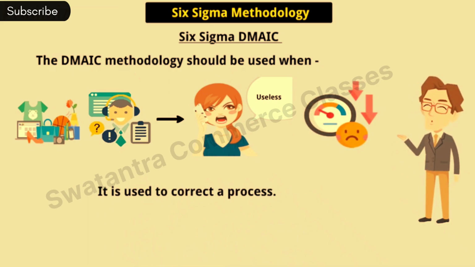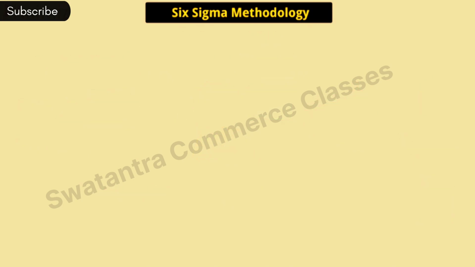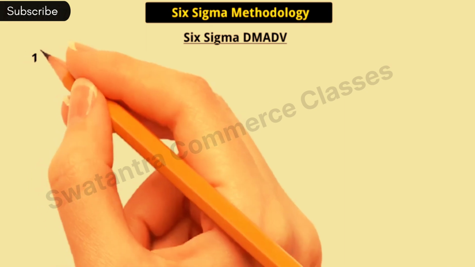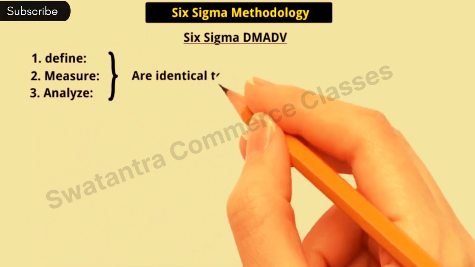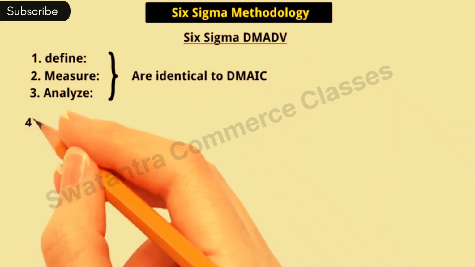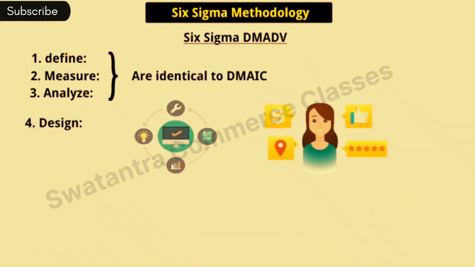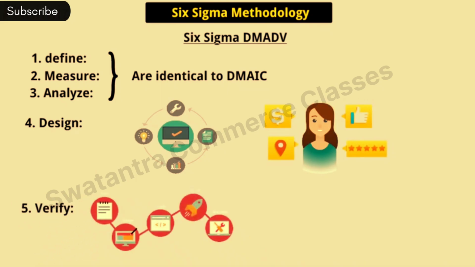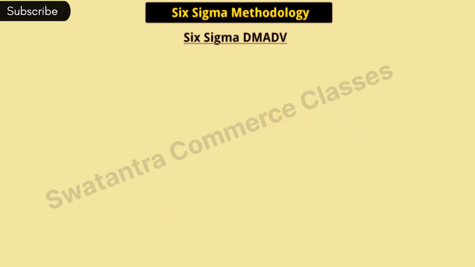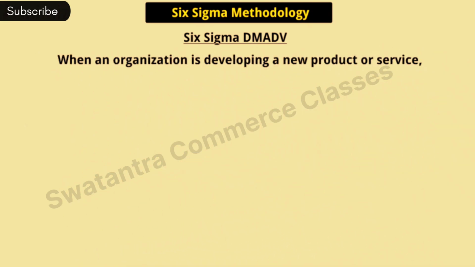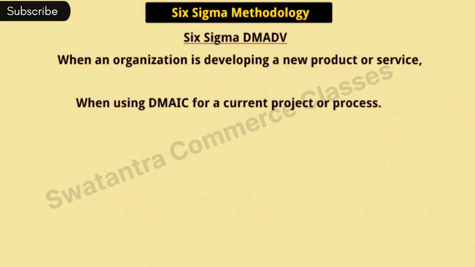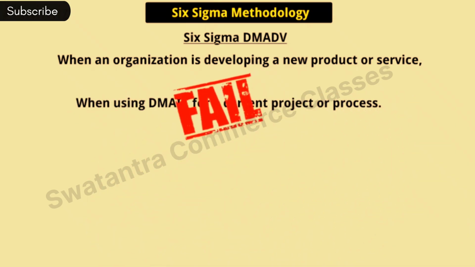Here is a step-by-step breakdown of Six Sigma DMADV. The first three steps, define, measure, and analyze, are identical to DMAIC. Number 4, design: create a process that meets customers' needs and expectations. Number 5, verify: ensure the process designed meets customers' needs and performs adequately. The methodology should be used when an organization is developing a new product or service, or when using DMAIC for a current project or process fails.